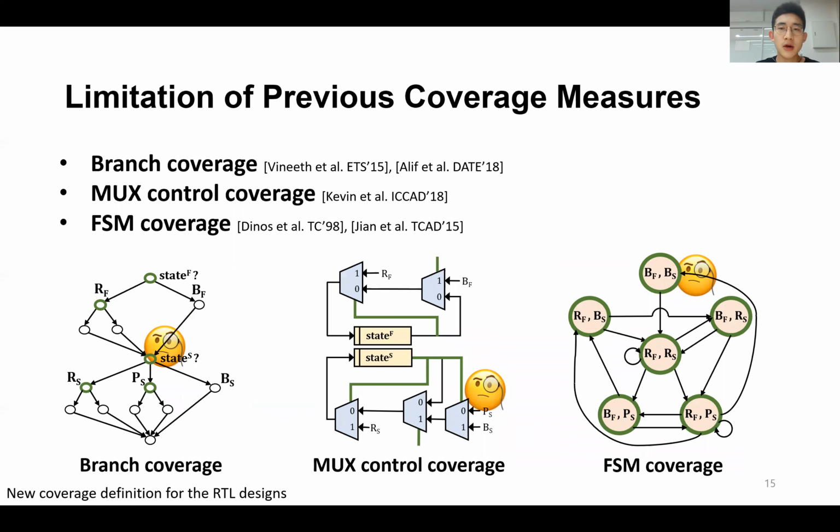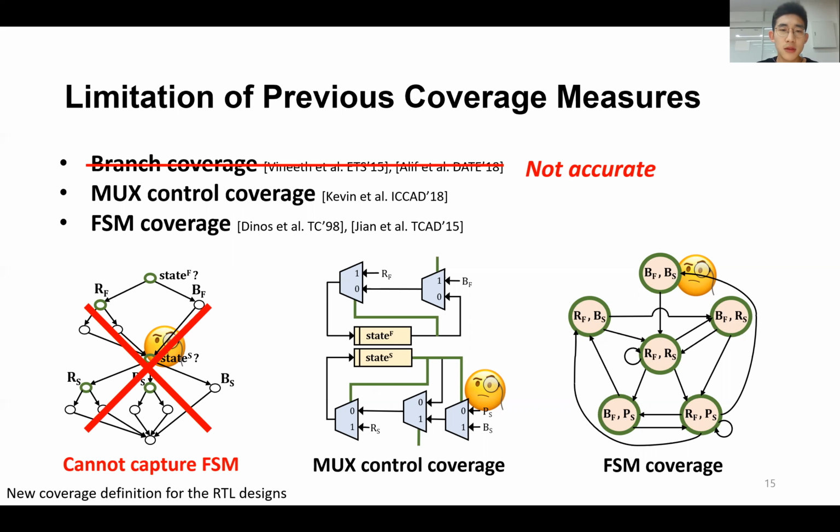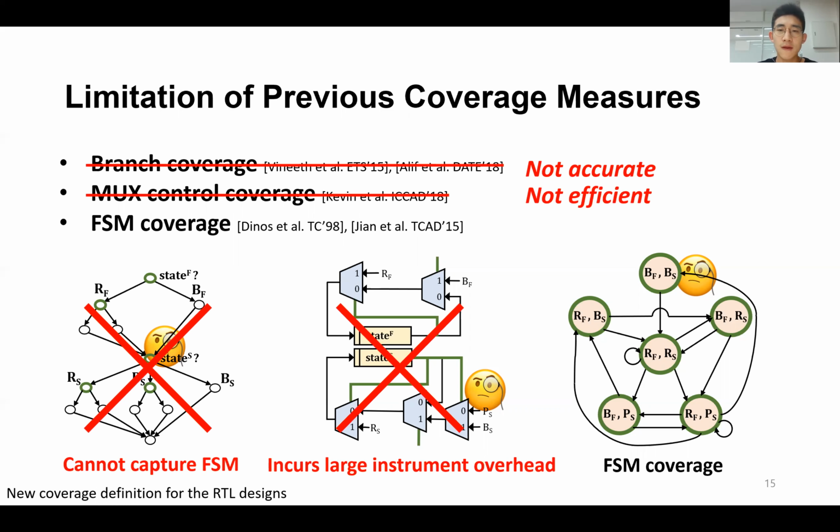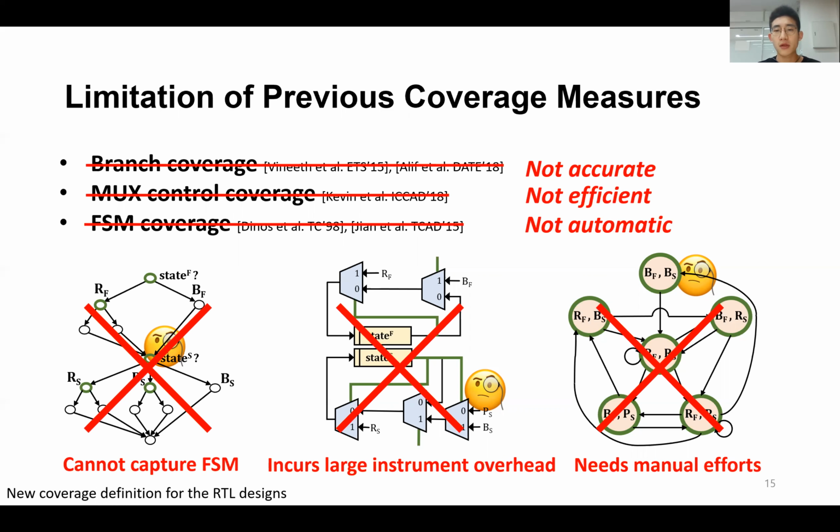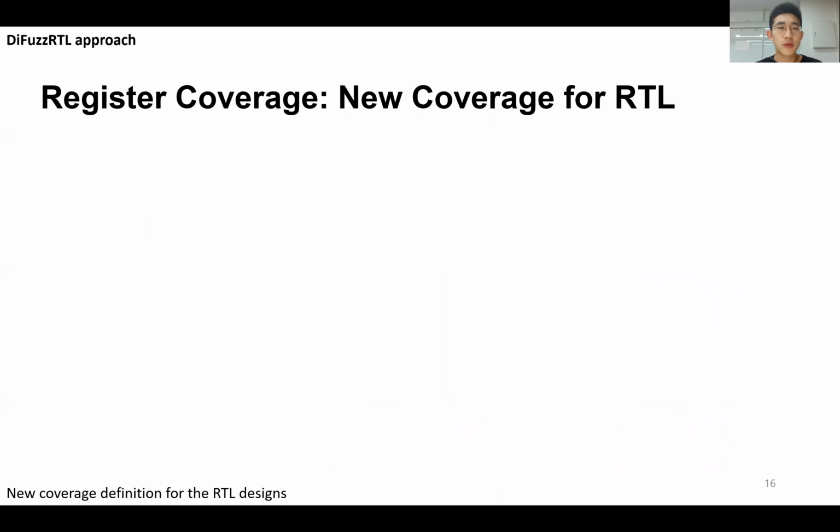However, all the existing coverage measures were not suitable for RTL fuzzing. Branch coverage, which monitors the branch statement, is not accurate enough to capture the finite state. MUX control coverage, monitoring all the MUX select signals, is not efficient enough to quickly run the fuzzer. And FSM coverage, which directly monitors the finite state, is not automatic, so it requires manual effort from the designers. So we introduce register coverage, which is a new coverage measure for RTL designs.